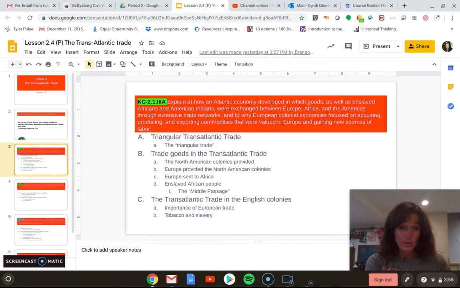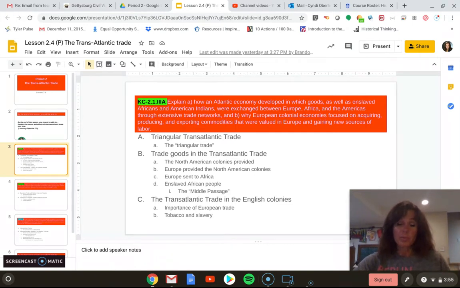The trade goods: each continent provided something very specific. The North American colonies provided raw materials and agricultural products. Tobacco was one of the biggest exports of the New World. Sugar, raw sugar, the sugar cane, timber from the trees in New England, molasses. So things that you can grow, things that you can cut down.